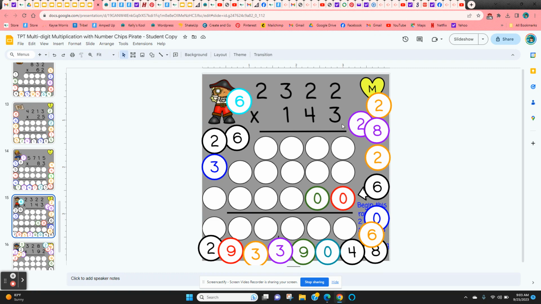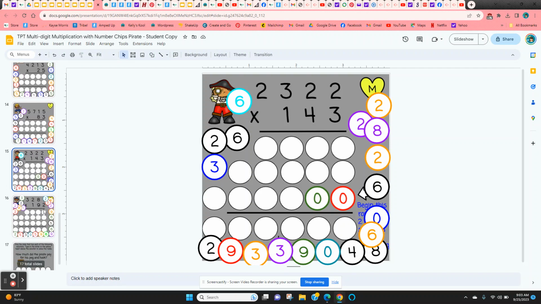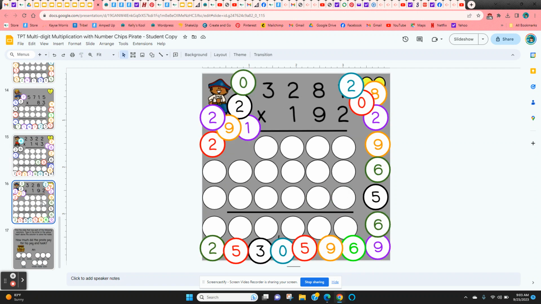So we've got 3 products here. We're going to multiply 2,322 times 3, then 2,322 times 40. So we're going to start that second row with a 0, and then 2,322 times 100. So we start that third row with 2 zeros that are already there. So they're going to finish that multiplication. They've got one more to do like that.